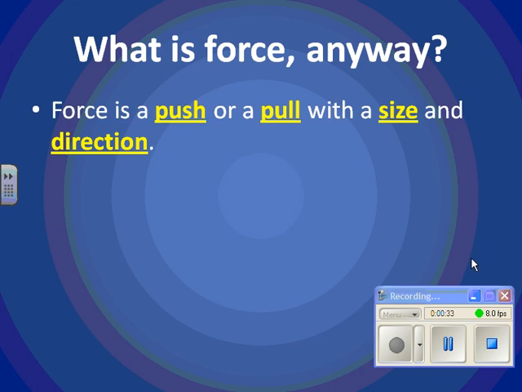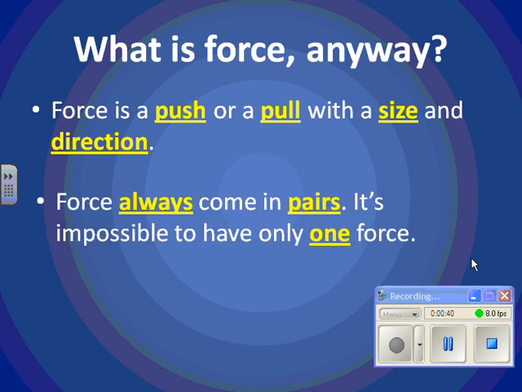They are a push or pull, they have size, and they have direction. Force always comes in pairs. It's impossible to have only one force.